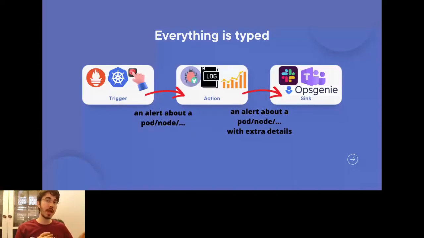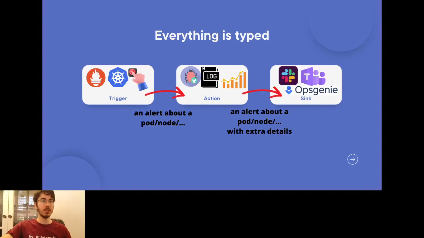And then from the action, that same typed data passes on to the sync, and that lets you do cool stuff. Like you can say, if there's an alert on a specific namespace, send it to a specific Slack channel where the right developers are located. You can do smart routing there because you know all that metadata about what the Kubernetes object is that was involved in this trigger that went to the action that eventually got to the sync.